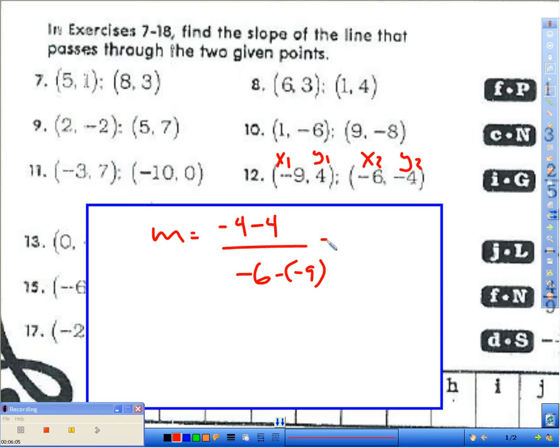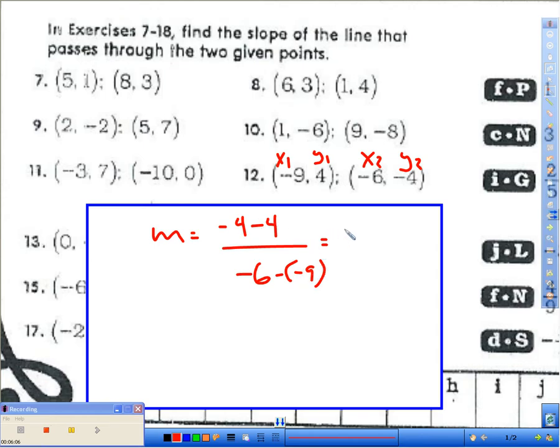One of the warnings that I gave you in class today was to just be careful with the minuses and the negatives. A lot of people, instead of just doing negative 6 minus negative 9 on the bottom, are tempted to leave one of those out and do negative 6 minus 9. So be sure that you include the minus negative 9.